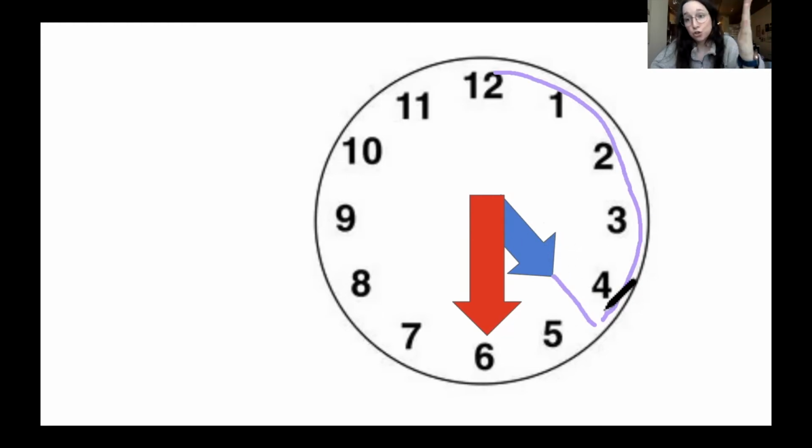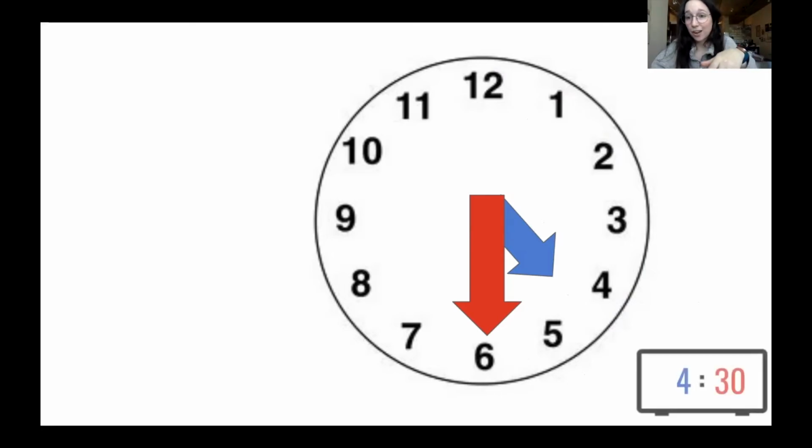So I could say this 2 ways. I could say 4:30 because the hour hand is half past 4 and the minute hand is pointing to 6, which I know I say 30. Or I could say half past 4. So I could read this clock 2 different ways. I could say 4:30, or I could say half past 4.